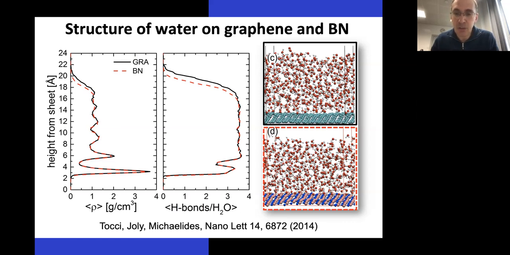Ab initio MD provides a clean way to compare interfaces with distinct electronic structures. Here's one example where we have a liquid water film on a graphene sheet and a liquid water film on a boron nitride sheet, and we can compare the differences. Here's a plot of the density against height from the sheet, and we see there's very little difference between these two systems.